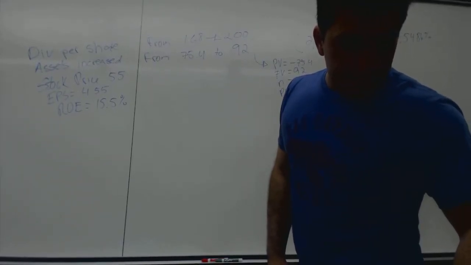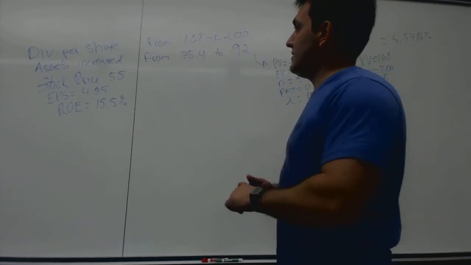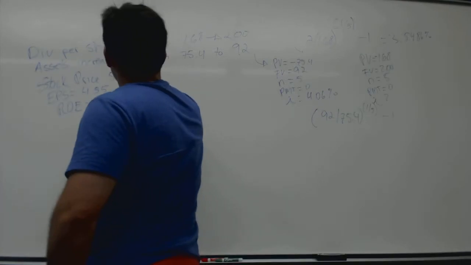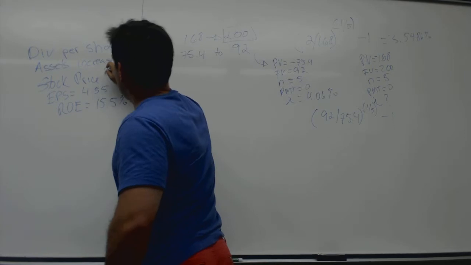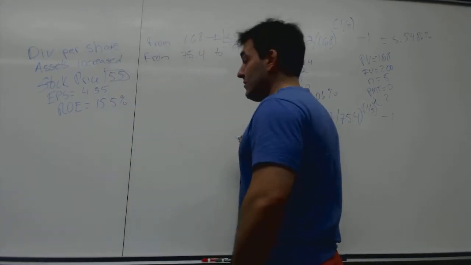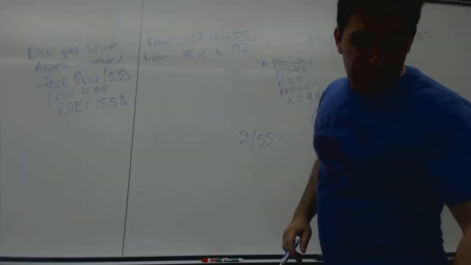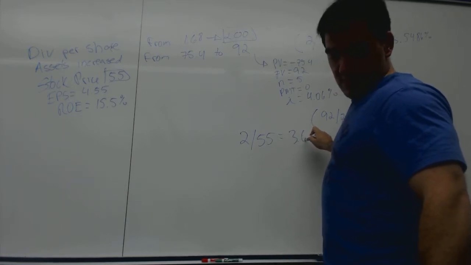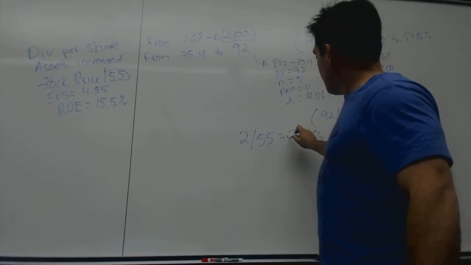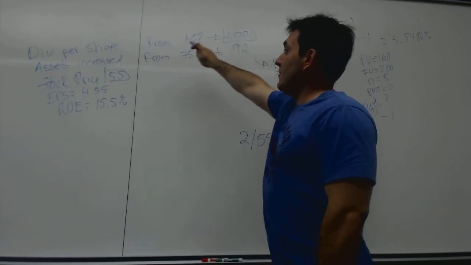Then it asks what the dividend yield is. Dividend yield is very easy. You just say how much the dividend is paying right now. It's $2. What's the price of the share? 55. So what is the yield? 2 divided by 55 is the yield, and that's 3.64%. So you take the last dividend and divide it by the stock price.